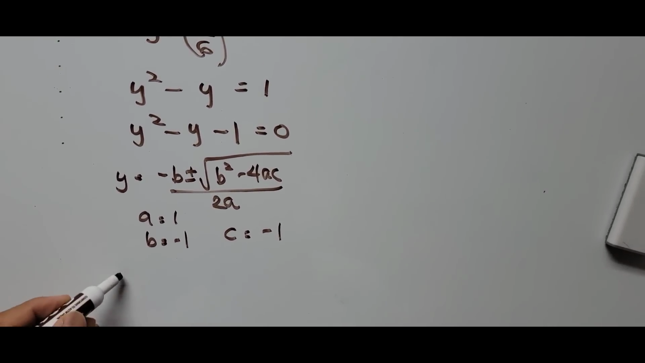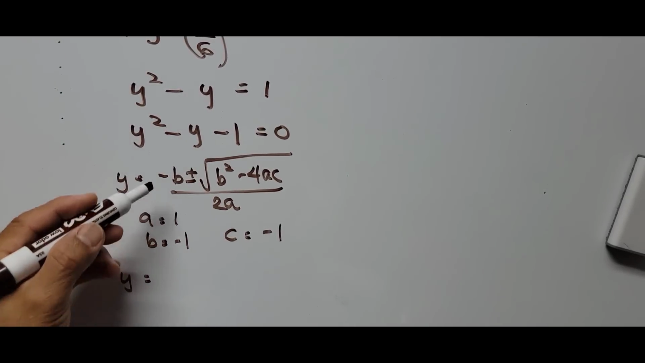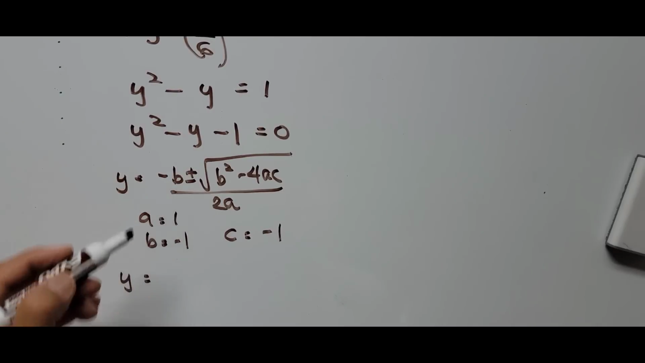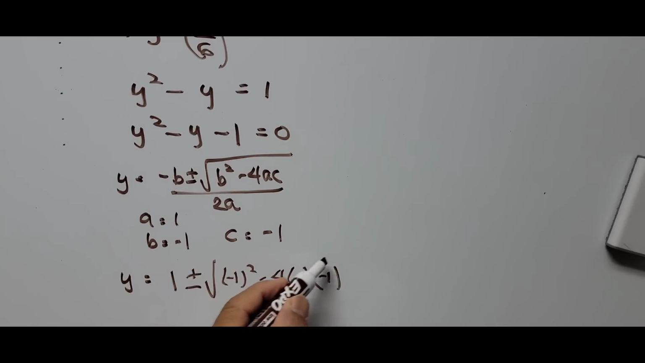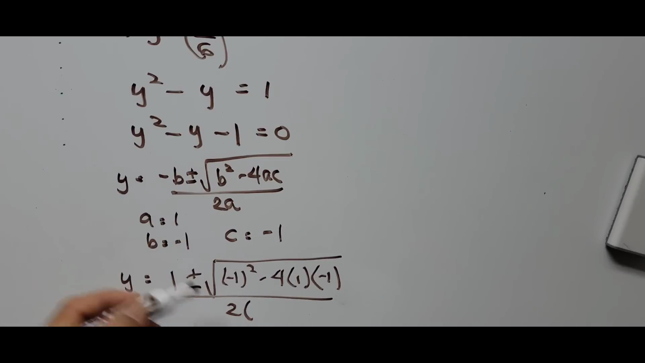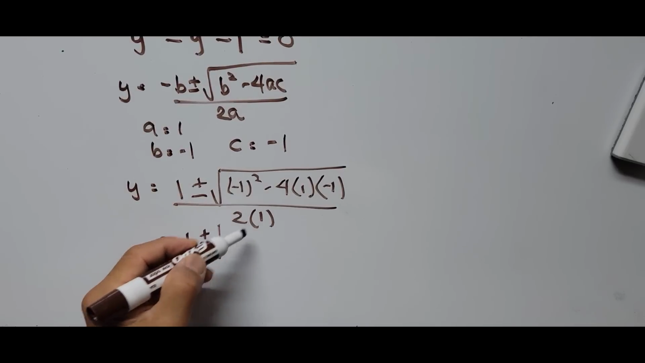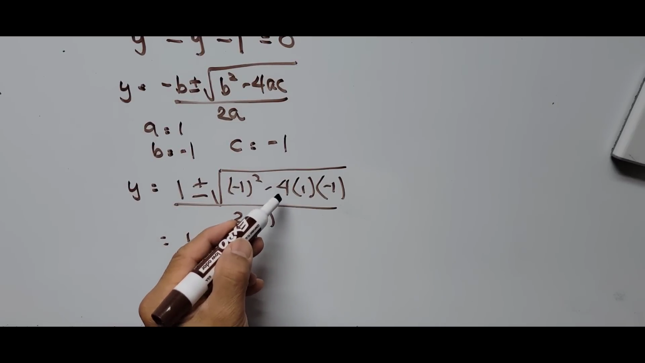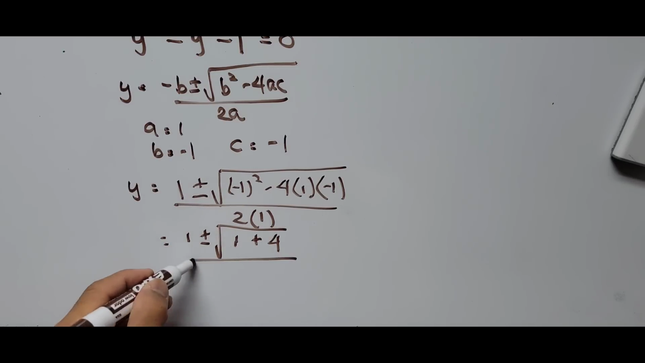So y equals negative b. b is negative 1, so negative b is 1, plus or minus the square root of b squared, negative 1 squared, minus 4 times a, which is 1, times c, which is negative 1, all over 2a, where a is 1. Simplifying further, this becomes 1 plus or minus the square root of 1 plus 4, since negative 4 times negative 1 becomes positive 4, divided by 2 times 1, which is 2.